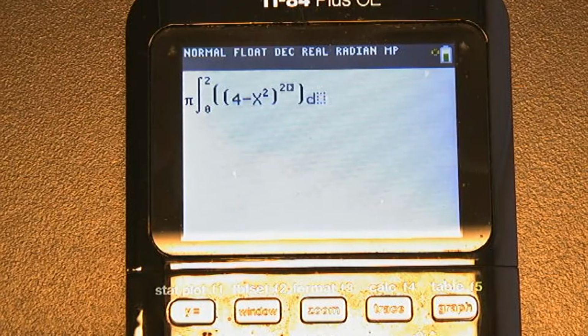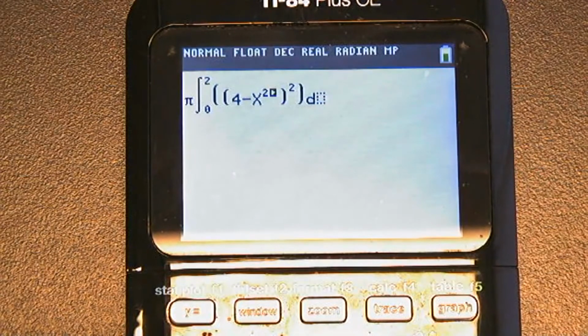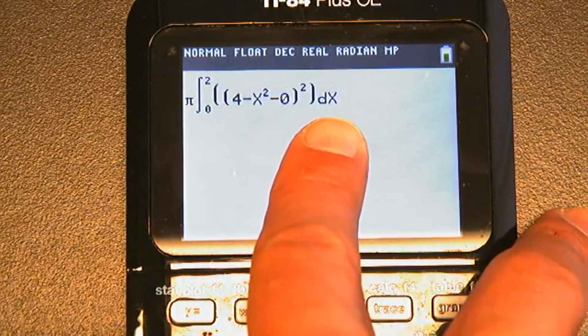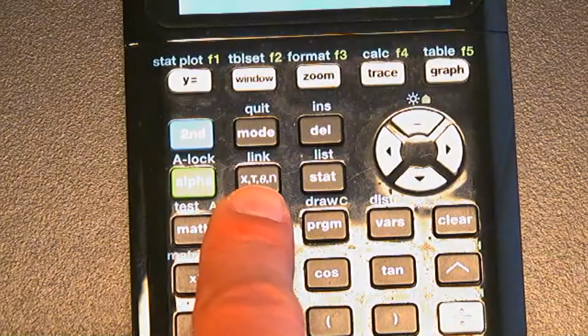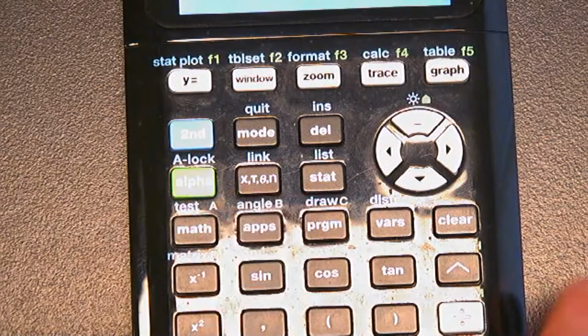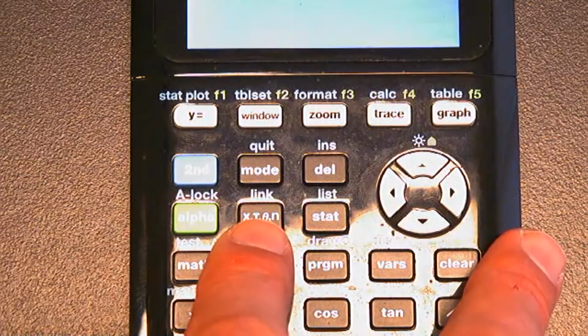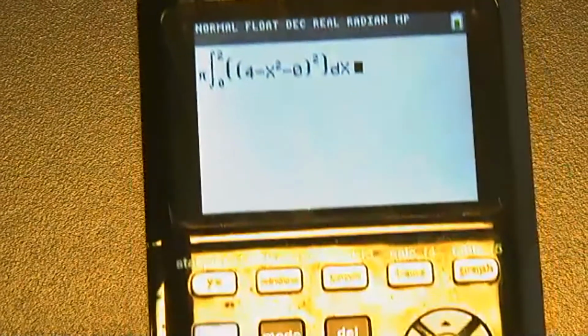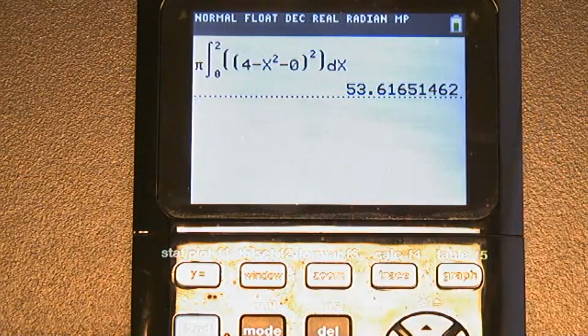And then square that. If you wanted to include the minus 0, you could: 4 minus x squared minus 0, quantity squared, right? That's fine as well. You'll get the same thing. And we're going to integrate with respect to x. Make sure that when you're typing in x, you're utilizing the variable key for x, and you're not utilizing the alpha x. So you're using the variable key right here. Then hit enter. And sure enough, it's about 53.62.